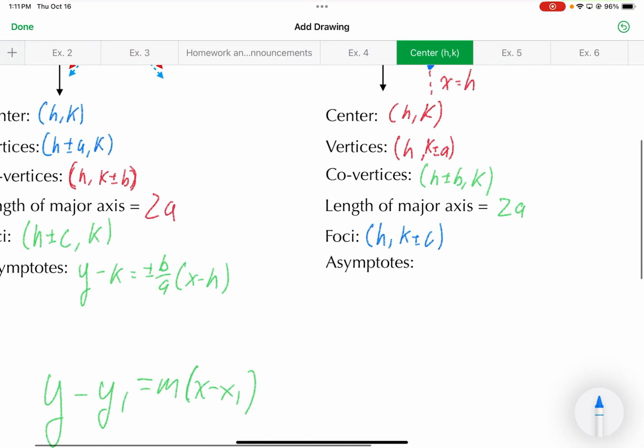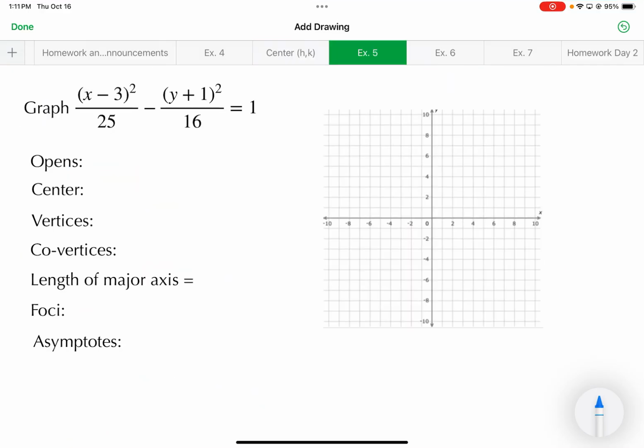What is the only thing that's going to change for my equation for my asymptotes? The slope. The slope becomes what, Charlie? A over b. Good. So y minus k equals plus or minus a over b times x minus h. Okay, how we feeling? Fantastic. All right, let's do this example. We'll plot this, graph this, and then we'll go from there.